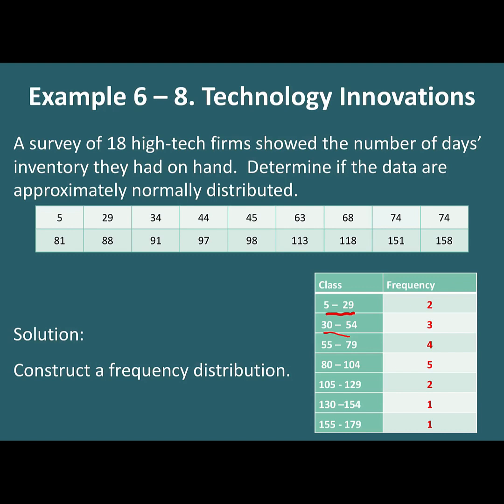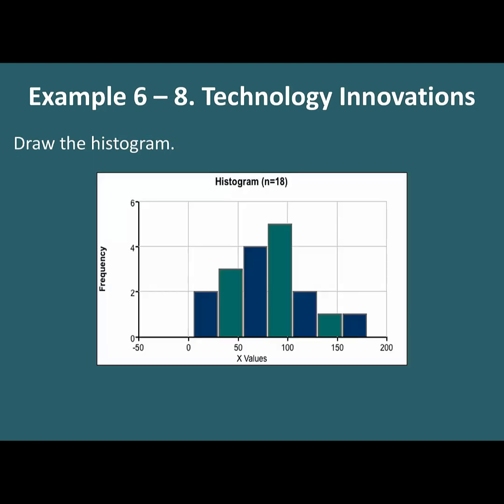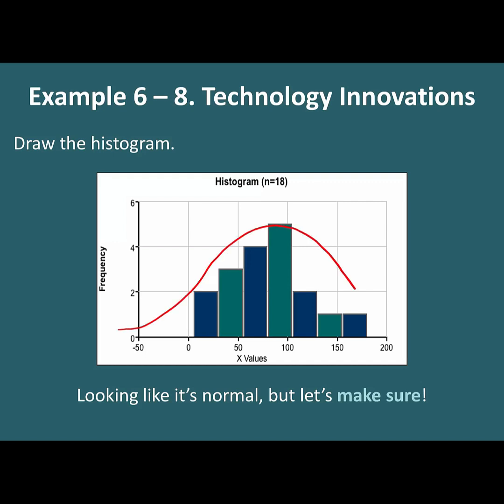Once you have your frequency distribution established, next will be to draw a histogram. We have drawn histograms in the past, so this should not be too difficult for us to do. This graph is looking normal, but it's always good to make sure. The shape basically looks like a normal bell curve. But once again, we must verify this.